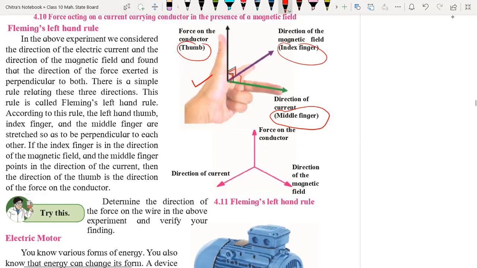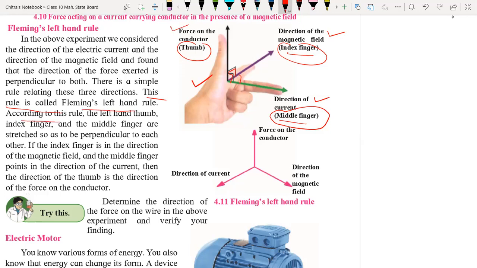It is a conditional rule. If the middle finger shows the direction of flow of current, and the index finger shows the direction of magnetic field, then the thumb will show the force acting on a conductor. This is the Fleming's left hand rule.